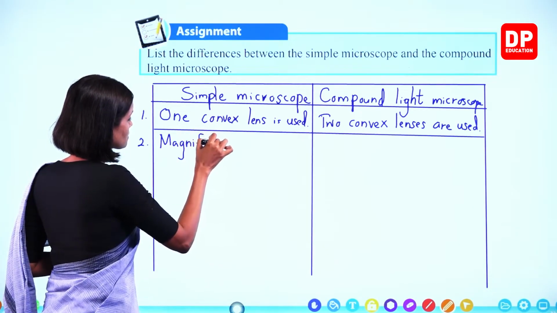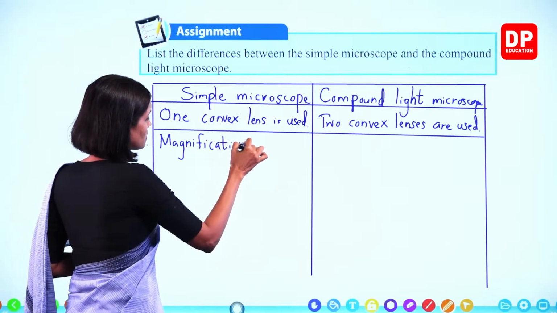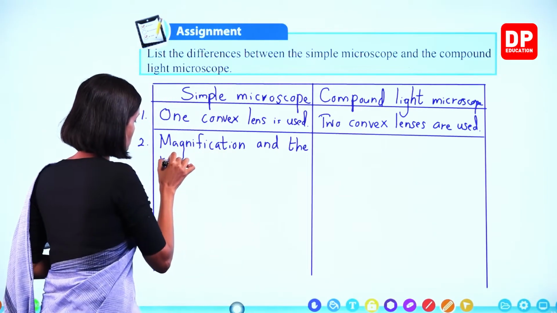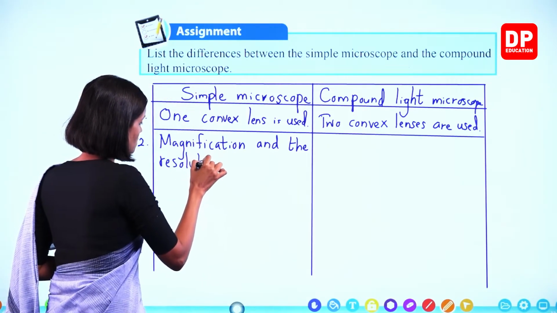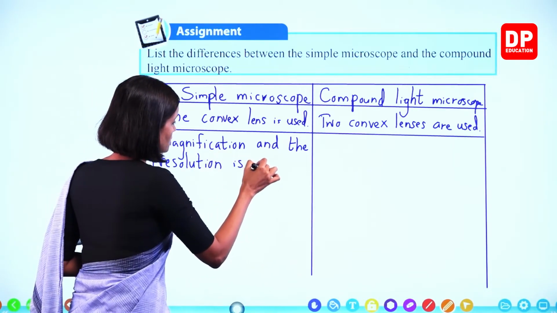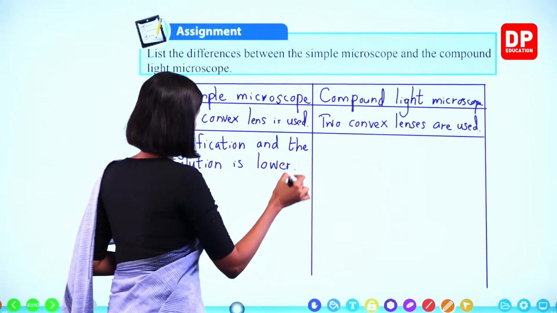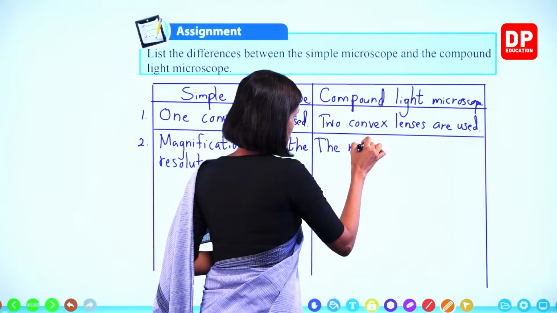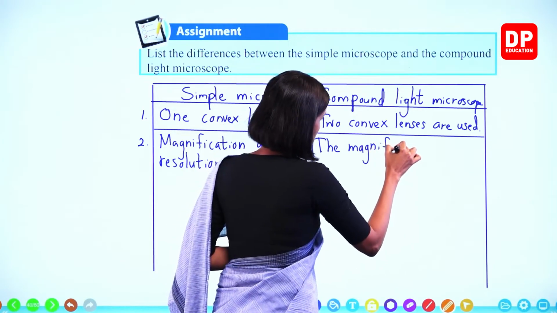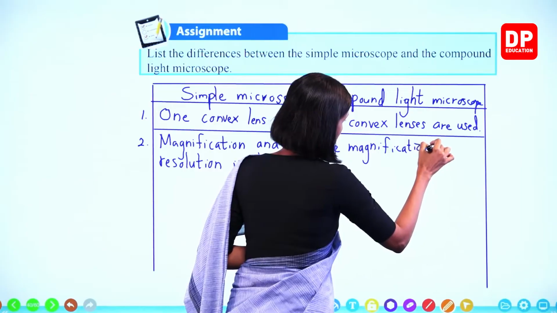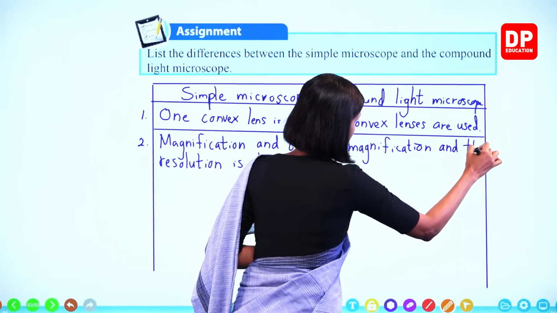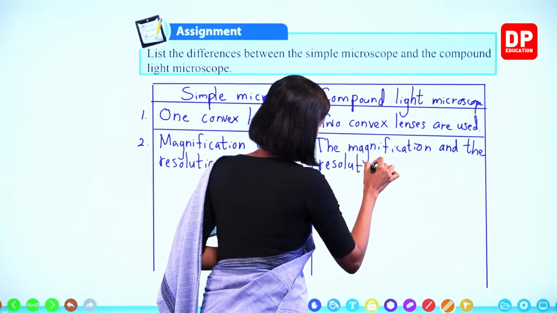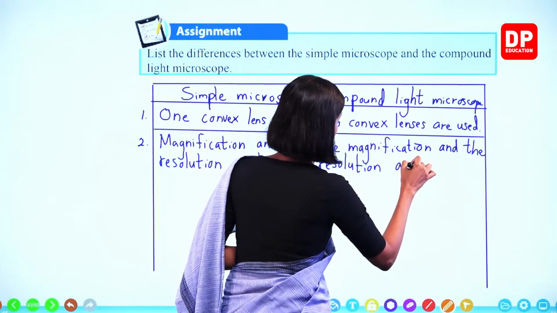Magnification and the resolution is lower. The magnification and the resolution higher.